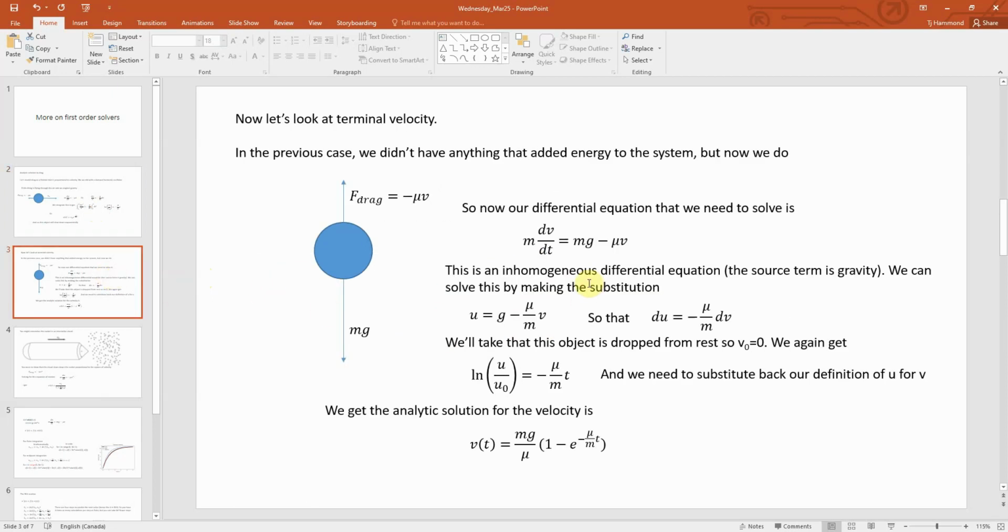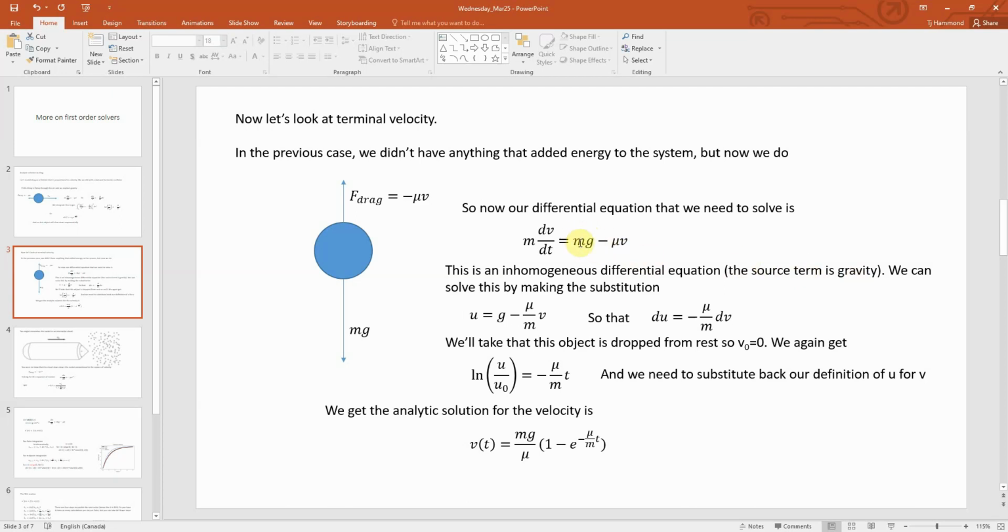Whereas in this case, we now have mass times acceleration, or mass times the derivative of velocity with respect to time, is something that's again proportional to velocity, but now we have this source term, this inhomogeneity in our differential equation, and that's due to gravity. The fact that we have an inhomogeneous differential equation means that we have a source term. This source term is some kind of source for energy, some driving term in this function. And that source term is of course going to be gravity, because that's not dependent on the velocity.